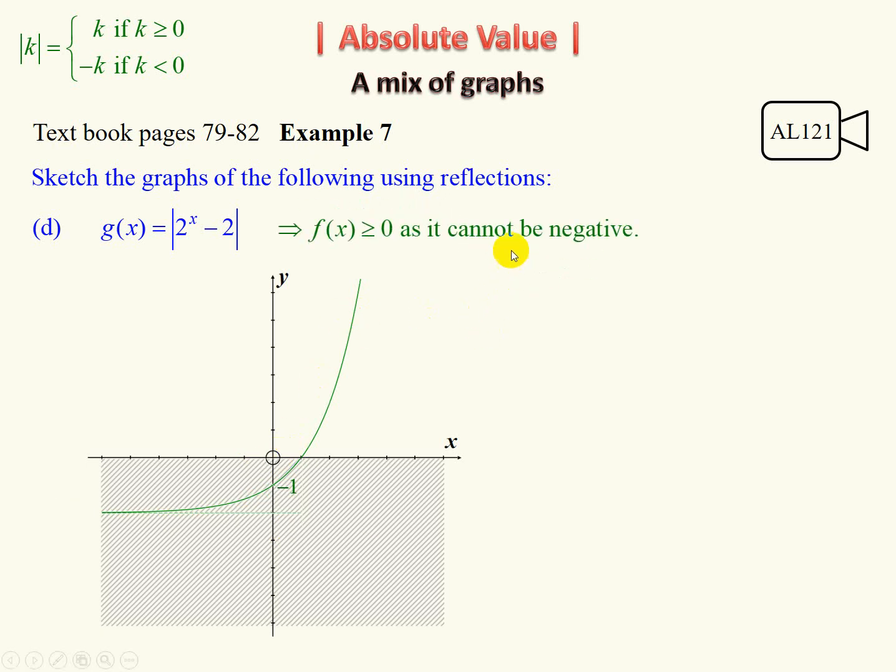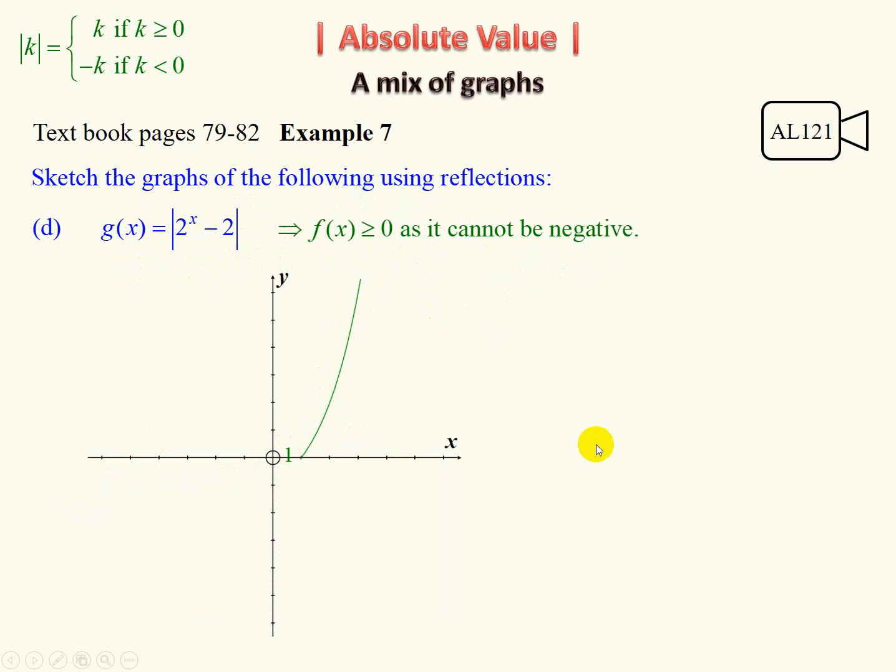Now this cannot be negative because it's in an absolute value sign. So therefore this section below here we cannot have. So we're going to do a reflection of this part of the graph up to the top. There we are. And there's our graph of g of x equals 2 to the x minus 2 in an absolute value sign. Sorry, forgot the label g.